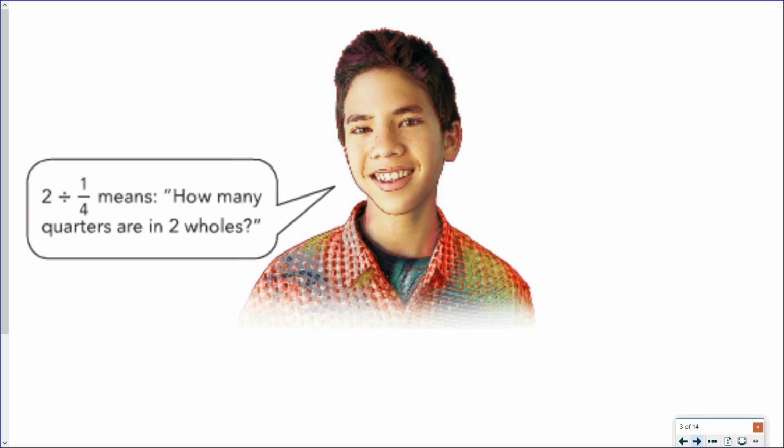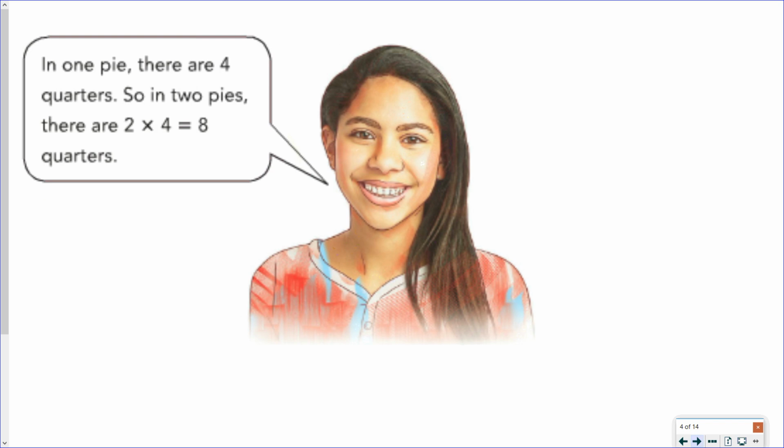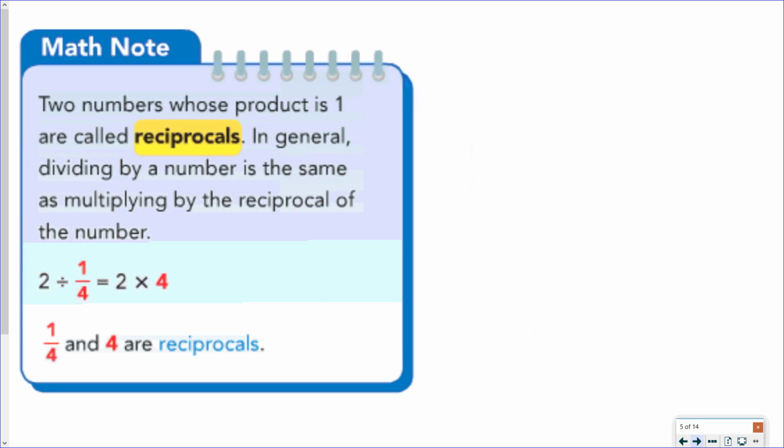So 2 divided by 1/4 means how many quarters, how many fourths, are there in 2 wholes. And in 1 pie, since there are 4, and we have 2 pies, we would take 2 times 4 to get 8. And what we use today are reciprocals. Reciprocals are 2 numbers whose product is 1. So 1/4 and 4 would be reciprocals, because if you took 1/4 times 4, you get 1.